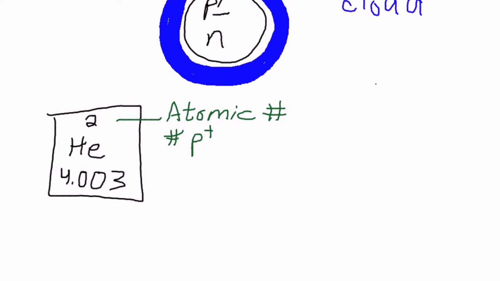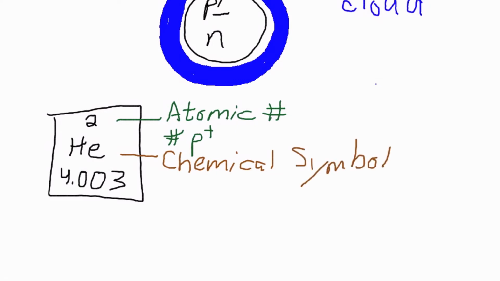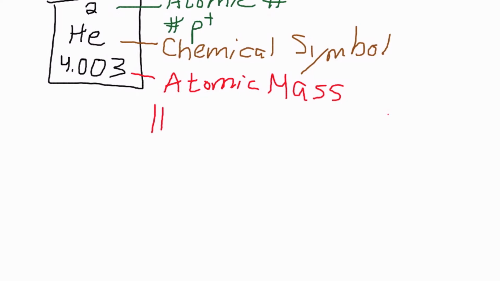Next, I have the chemical symbol. The chemical symbol is just a 1 to 2 letter abbreviation of the chemical name, and it's simply used for identifying the element. And down at the bottom, I have the atomic mass. The atomic mass is equivalent to the number of protons plus the number of neutrons. So essentially, the atomic mass is the mass of the nucleus of the atom.